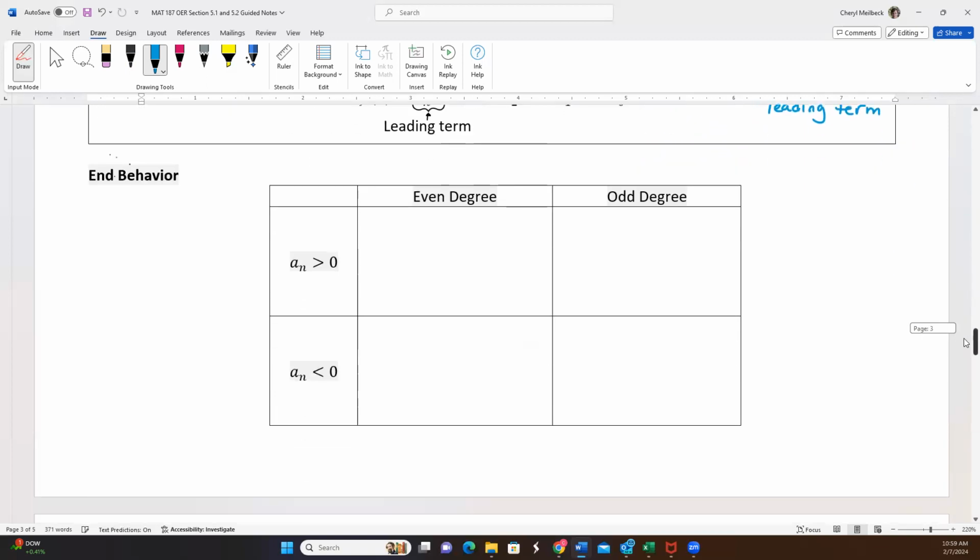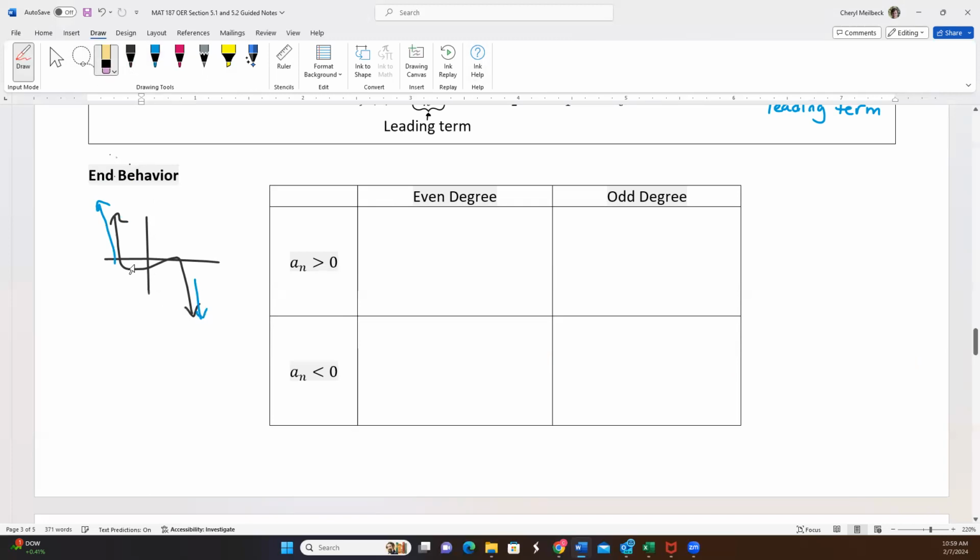Let's go ahead and talk about end behavior. When we talk about end behavior, what we're talking about is what happens to the function as you approach positive and negative infinity. So if you have a graph, say my graph looks like this. We're talking about the end behavior of the function. So what happens here and what happens here.